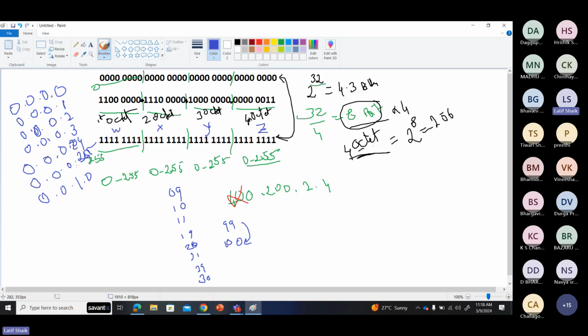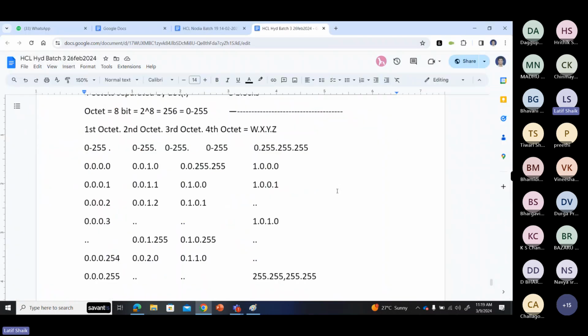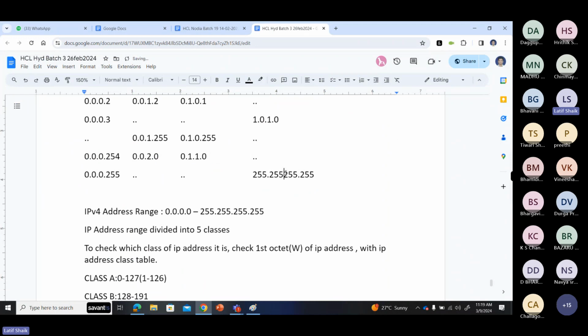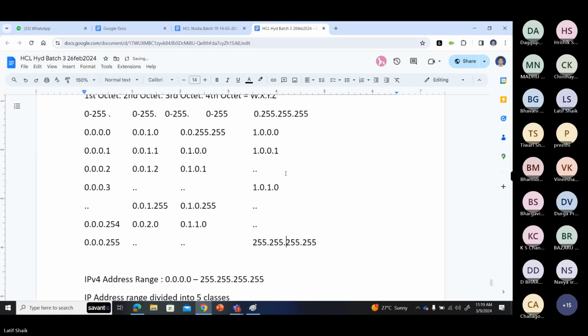Similarly, it is the same numbering system. So what happened to 0.255? It becomes 1.0. Again 1.1, 1.2, 1.255, 2.0. It goes on like 2.1. Once you reach 255.255, what happened? 0.0.0. So 1.0. It always goes on. And finally it reaches 255.255.255.255.